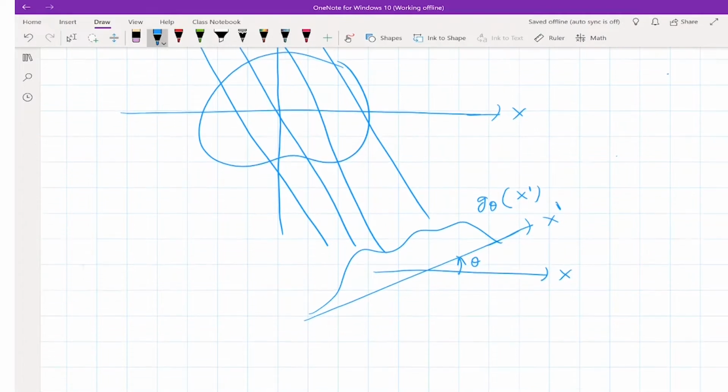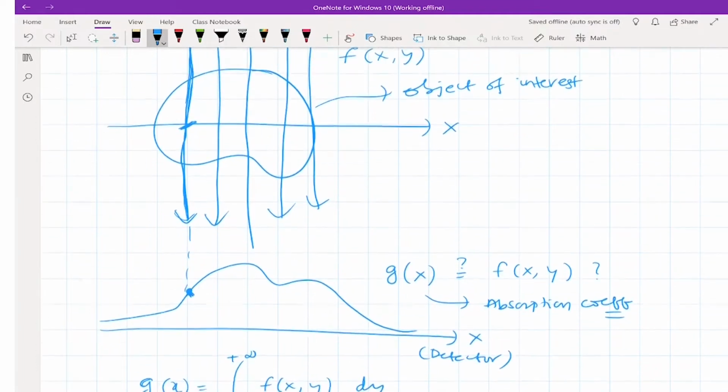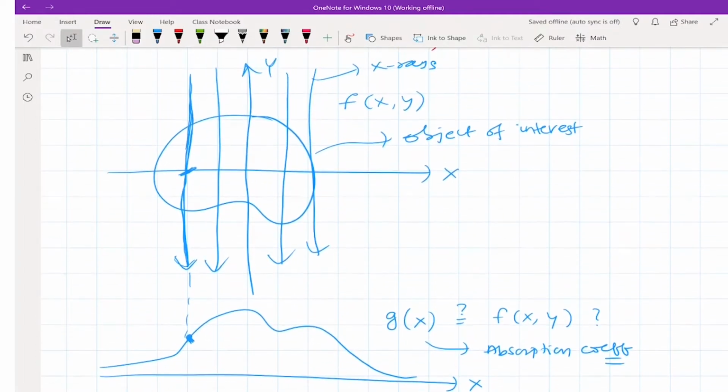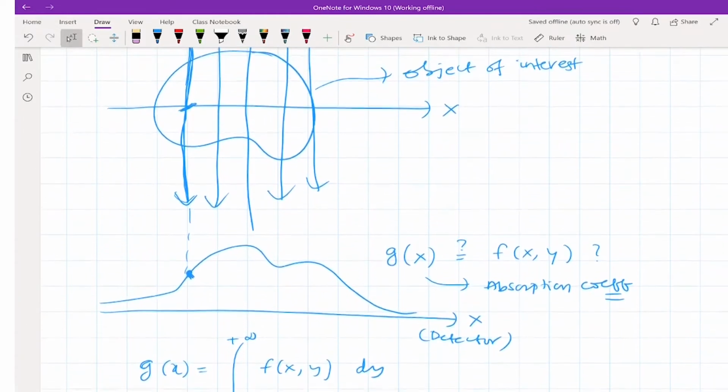Now the question boils down to, how could I express g theta of x prime in terms of f of x y? If your projection is perpendicular to, let's say, the x-axis, the case is pretty simple.